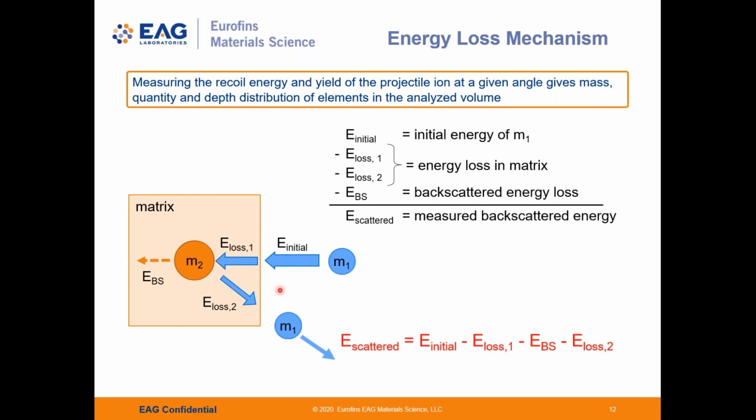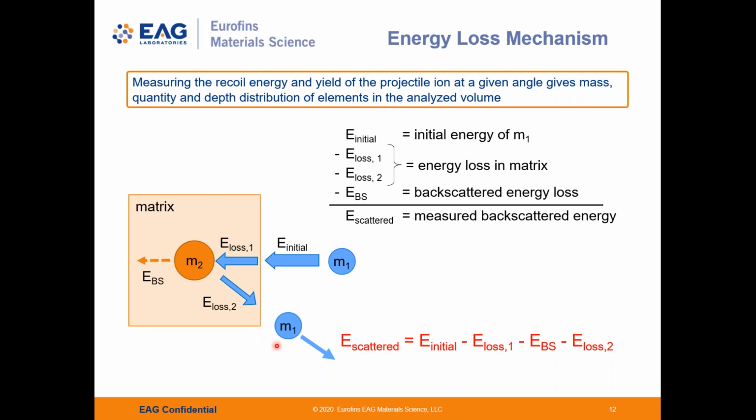In this picture, M1 is the alpha particle, the helium nucleus. The box on the left represents the sample. M2 is the target atom within the sample. M1 penetrates the sample matrix and encounters M2, colliding with it. It backscatters out of the sample.